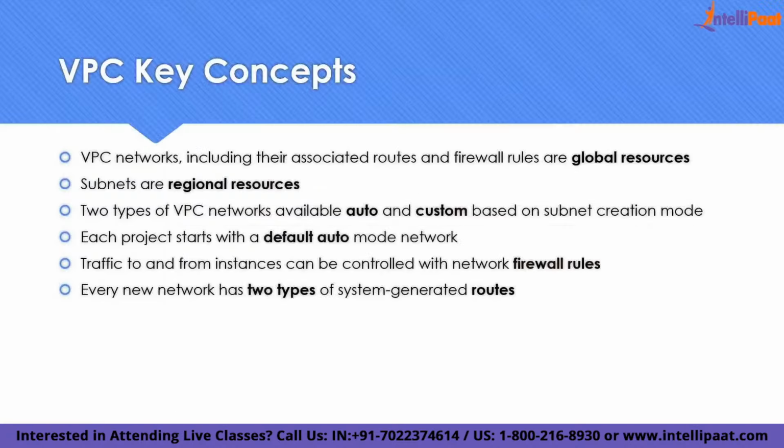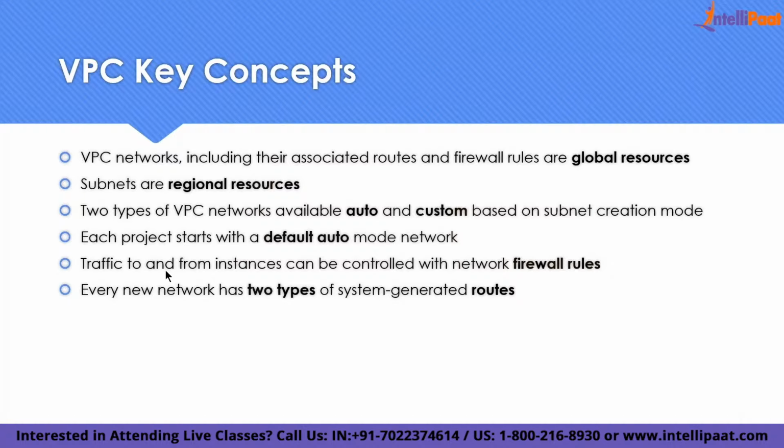Hope it was a good learning. Now let's review our concepts. VPC networks, including their associated routes and firewalls, are global resources. Firewall rules, routes, VPC, these are all global. Subnets, which we created 3 of, are regional resources. And there are 2 types of VPCs available, as we saw. One is auto, another one is custom. Google recommends you create a custom VPC in production. And every time a project is created, a default VPC is created, and the default VPC is in auto mode.